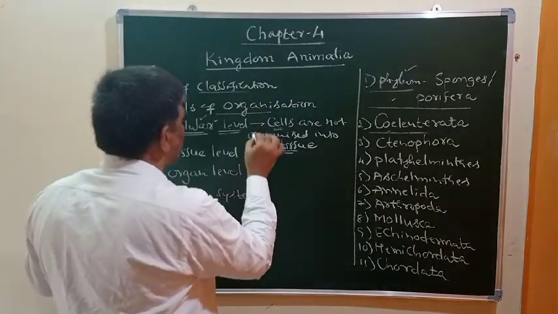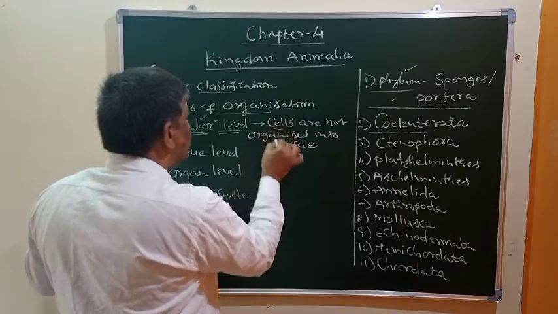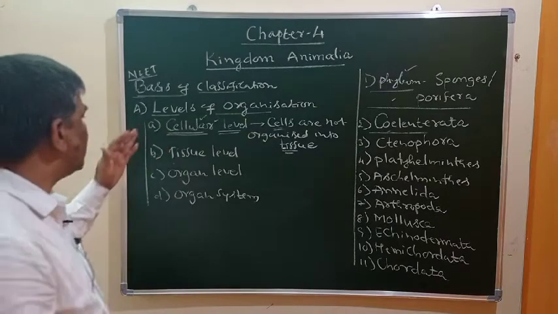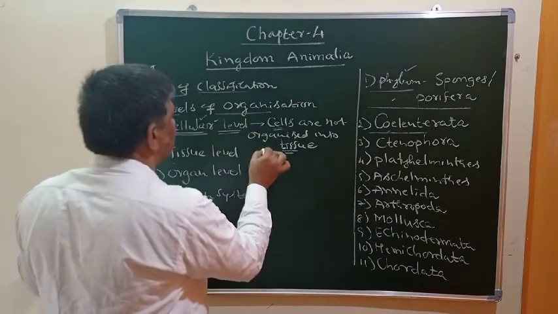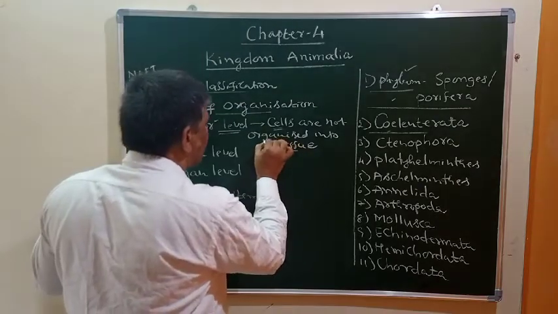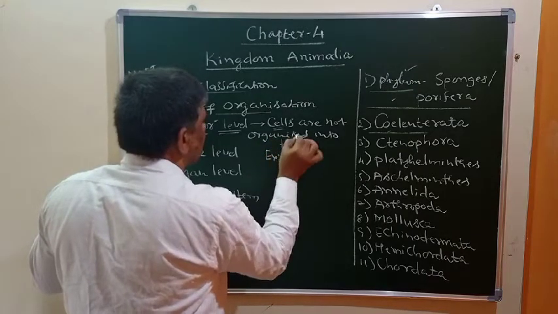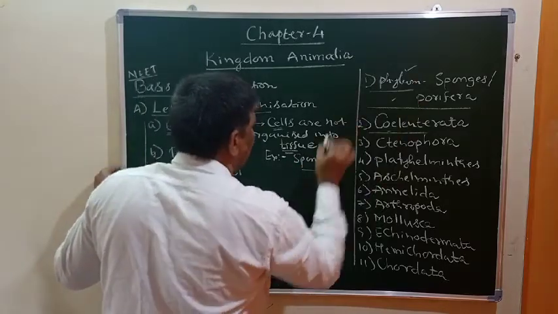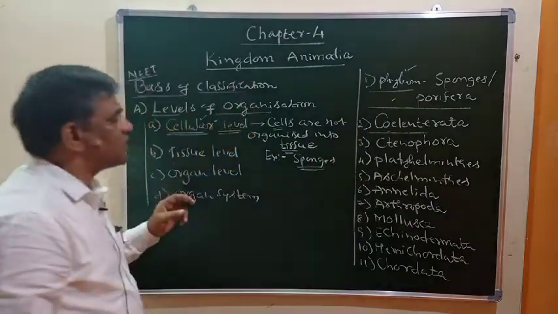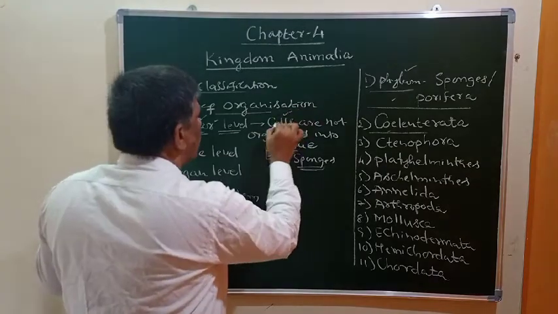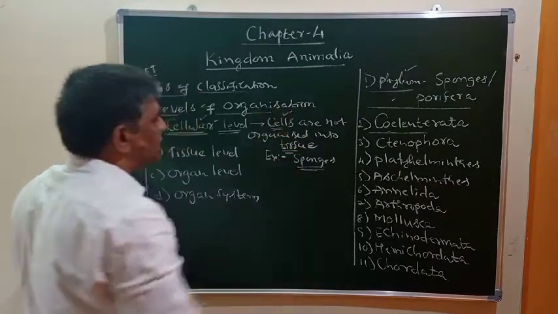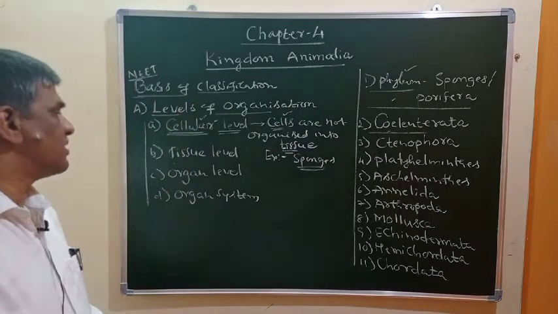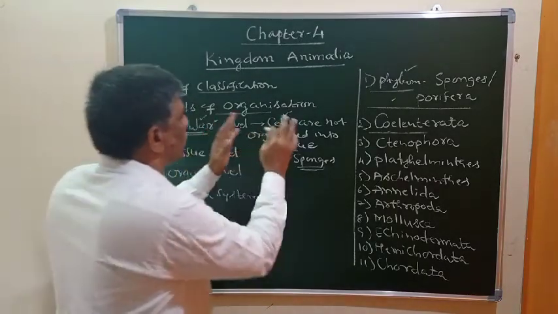You may ask whether you can name an animal where the cellular level of organization is present. Definitely, and this is very important from the point of view of NEET also. The example for the cellular level of organization is the body of sponges. The animals belonging to phylum Porifera have cells in their body, but the cells are not organized into tissues. So this level is called the cellular level of organization.